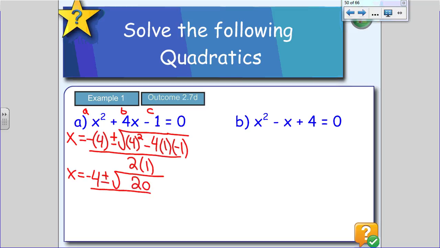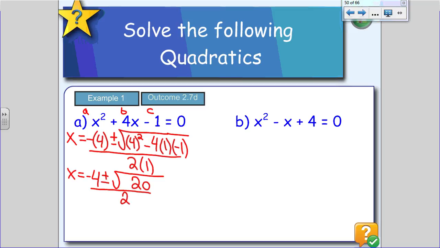Anybody have any questions up to this point? Yes. Why is it plus? Why is it plus? Because it's a negative and a negative. And that'll change it to a positive. Good question. We're good. Any questions up to this point? Yeah, same thing, Cameron, so we're good.